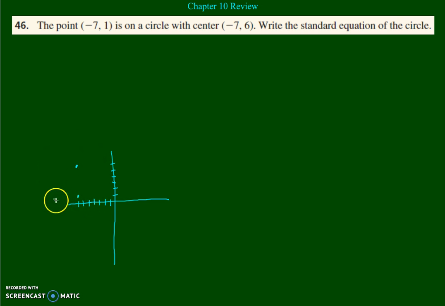So we have a circle going around like this. This is obviously going to be my radius. So if this is a rough image of my circle, really ugly circle, but this is my radius. What I need to do is I need to have the distance from here to here. And that point is -7, 1. So from here to here, that's the distance formula. So -7, 6 and -7, 1.